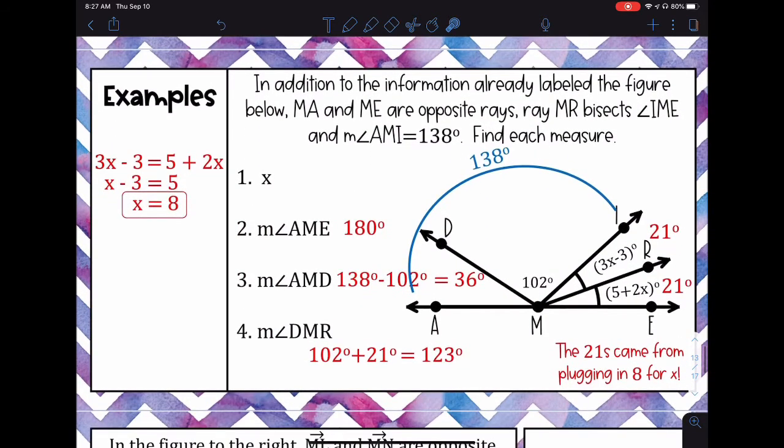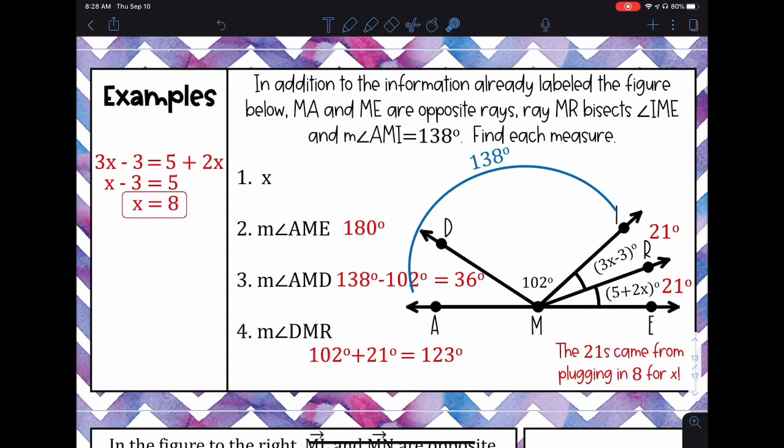All right, so here has some actual algebra in it, so this one could be a little bit more difficult. It tells us that angle AMI, this angle here, is 138 degrees. So that big angle right there is 138 degrees. We need to find each measure. So number one, what is x? Well, we'll do that one last.